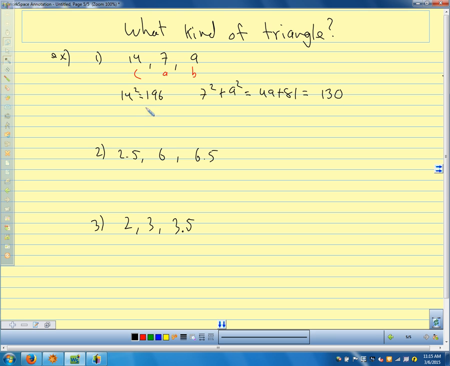So C squared is larger or smaller than A squared plus B squared? Bigger. C squared is larger than A squared plus B squared. So what kind of triangle is this? Obtuse. That's an obtuse triangle. All right, so the other two, I want you guys to work through those. Decide if it's right, acute, or obtuse, and then we'll go over the answers, and then we'll be done.